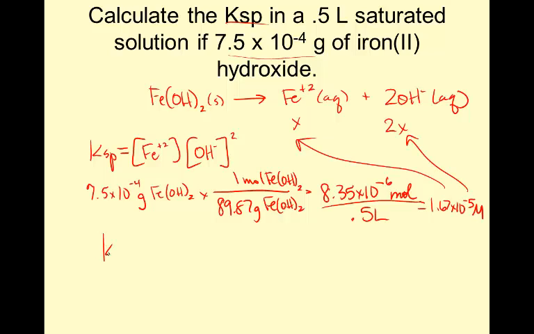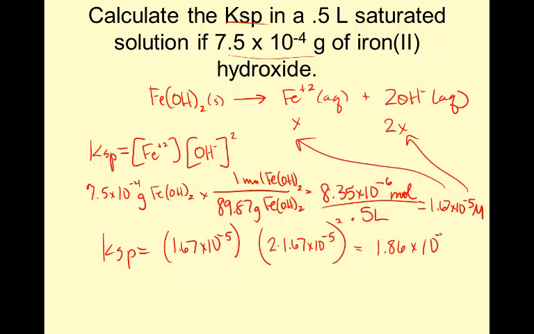Okay, so then what's the KSP going to equal? It's going to equal the 1.67 times 10 to the negative fifth molar for iron ions, and then 2 times 1.67 times 10 to the negative fifth molar for hydroxide, but we have to square that. And that gives us 1.86 times 10 to the negative 14th for the KSP for iron 2 hydroxide. It's a really small number because it's not very many ions that dissolve.